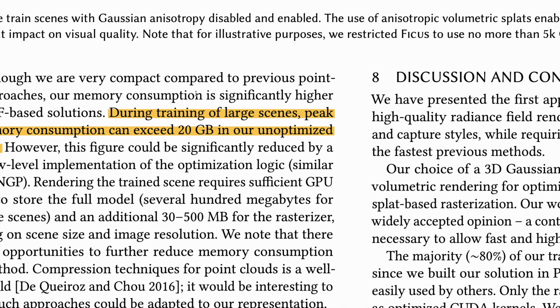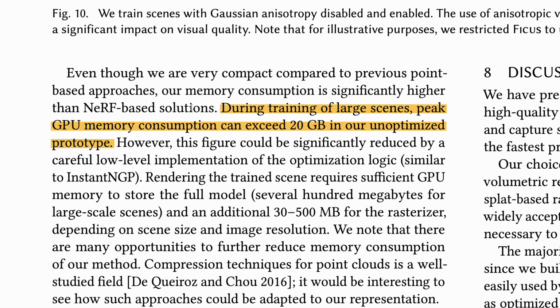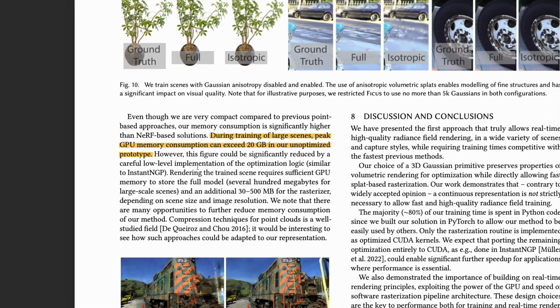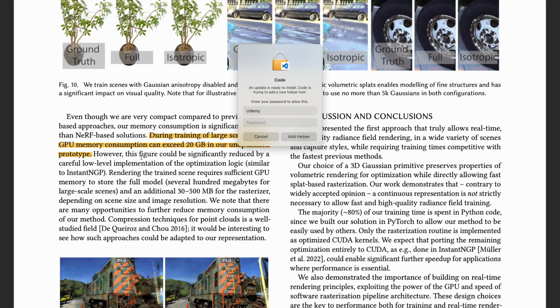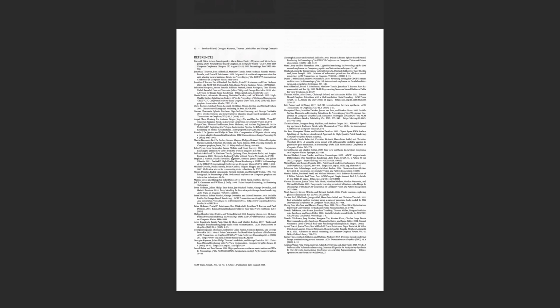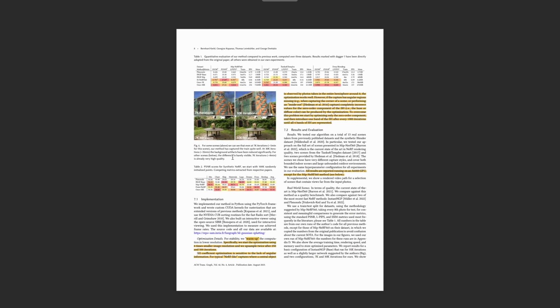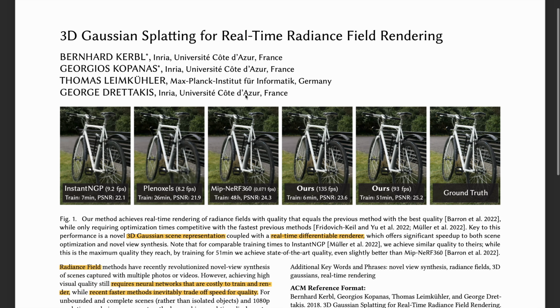Another one, they mentioned that training can consume a lot of memory, especially in unoptimized prototypes without proper CUDA kernels or without proper optimization of the training script. But when we compare Gaussian splatting to previous approaches or to NeRF, it's really day and night.